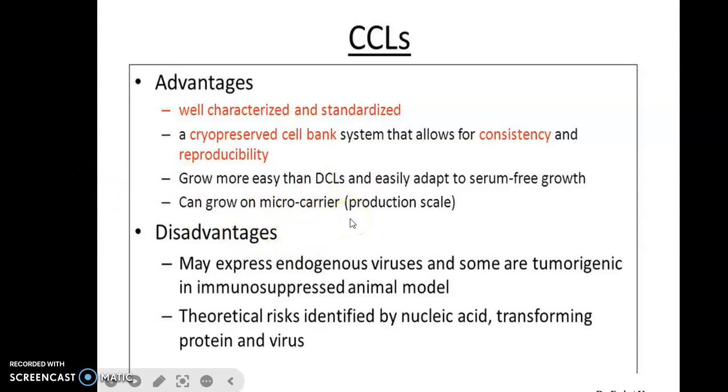Disadvantages associated with CCLs are that they may express endogenous viruses, and some are tumorigenic in immunosuppressed animal models, and there are theoretical risks identified by nucleic acid, transforming proteins and viruses.